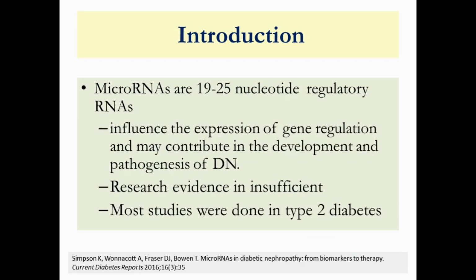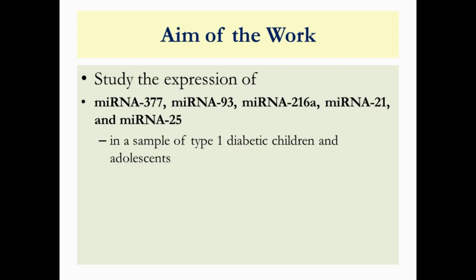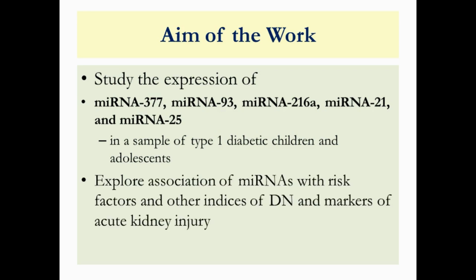MicroRNAs can influence the expression of gene regulation and may contribute in the development and pathogenesis of diabetic nephropathy. However, research evidence is insufficient and most studies were done in type 2 diabetes. The aim of this work was to study the expression of microRNAs 377, 93, 216A, 21 and 25 in a sample of type 1 diabetic children and adolescents and explore the association of microRNAs with risk factors and other indices of diabetic nephropathy and markers of acute kidney injury.